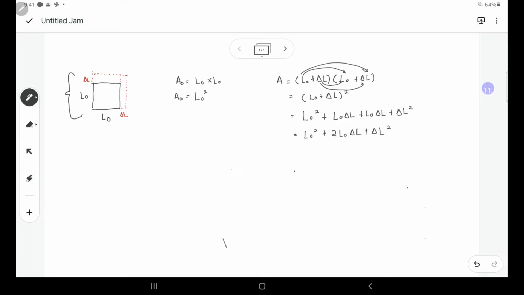Alright. So this delta L square you can ignore because it's approximately equal to 0. Okay, so you know that L naught square is equal to A naught. So just replace, A naught plus 2 L naught delta L.